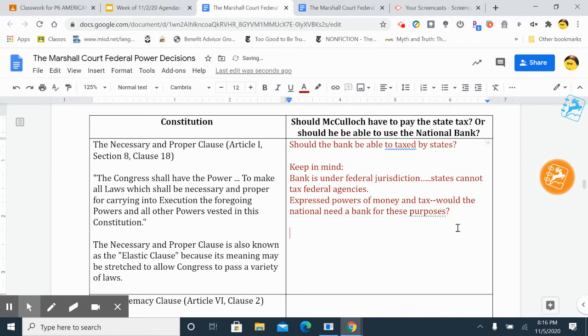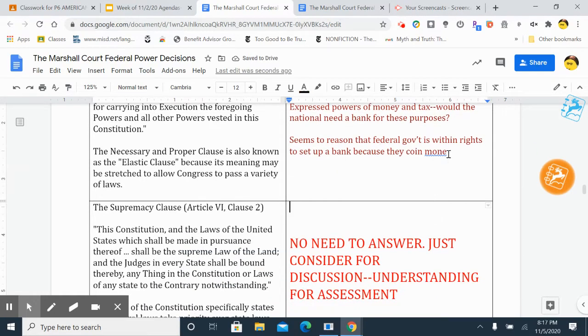Keep in mind that this is so. It seems to reason that the national government, the federal government, is within its rights to set up a bank because they could coin money and tax, right? It seems to be that they could do this.